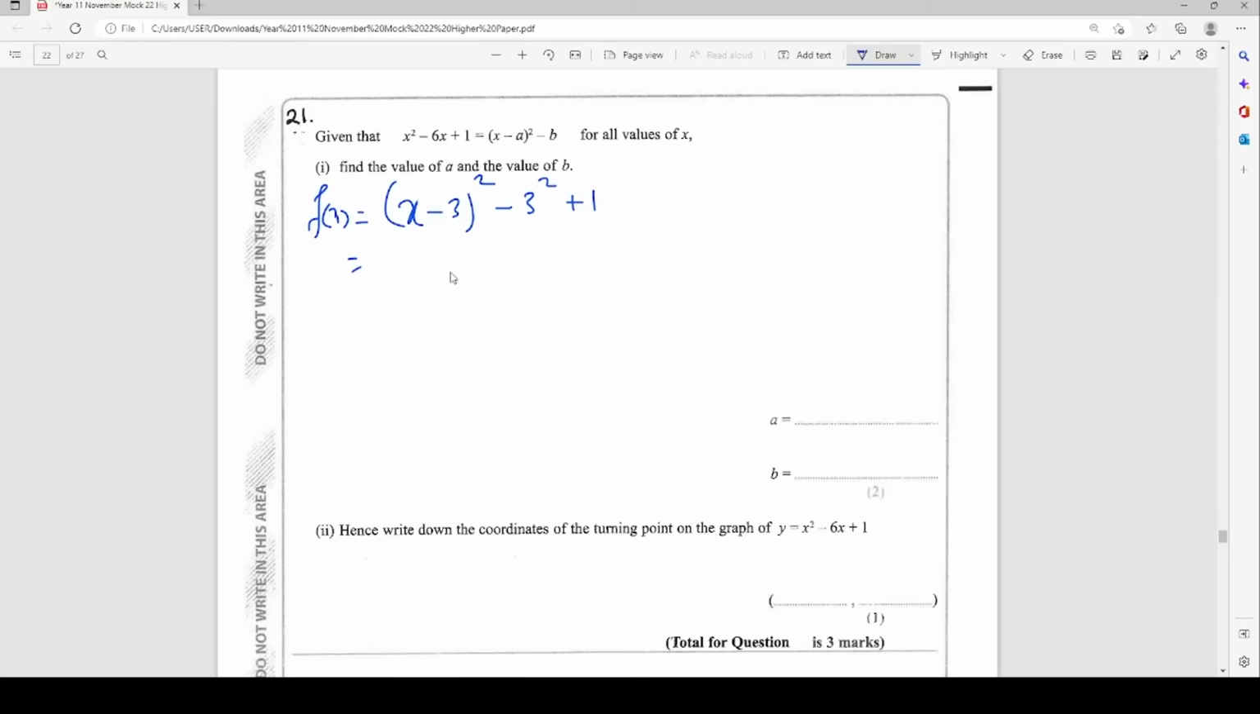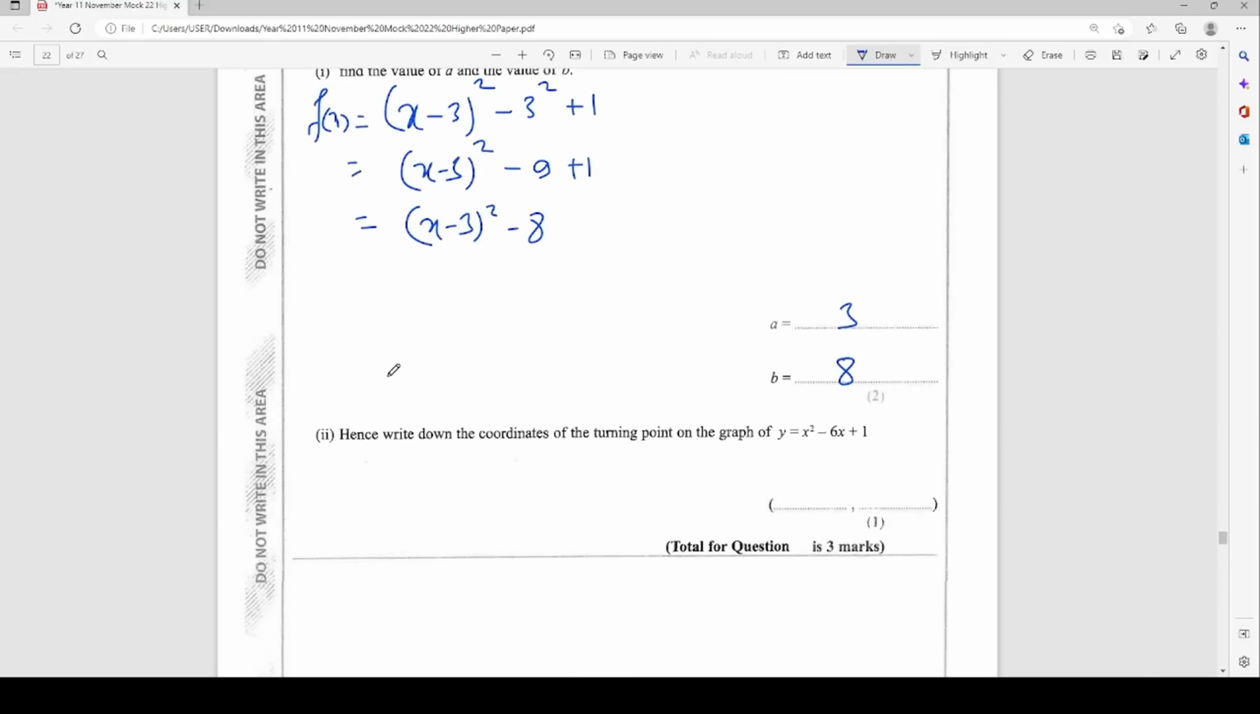And here I can rewrite it as x minus 3 whole square minus 9 plus 1, which will give me x minus 3 whole square minus 8. So this will give me my a is nothing but 3 and my b is nothing but minus 8. You can see they have the minus sign, so don't worry, just write the values as it is.